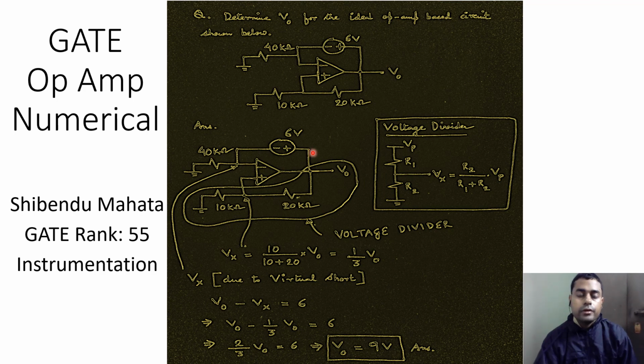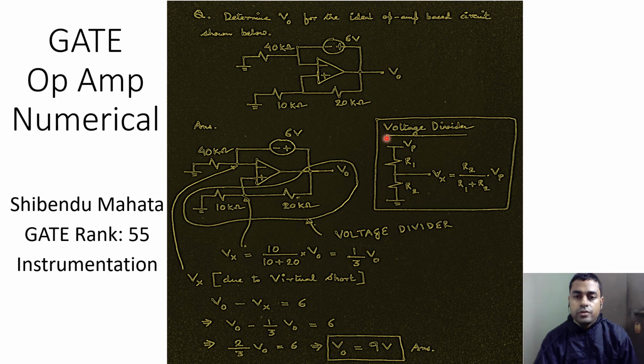This is another GATE problem, a practice problem on operational amplifiers, and the op-amp here is considered to be an ideal one, and we are interested in the output voltage V0. So with a problem like this, one has to check whether there is any voltage divider present or not, because if a voltage divider is present, it makes our job pretty easy.